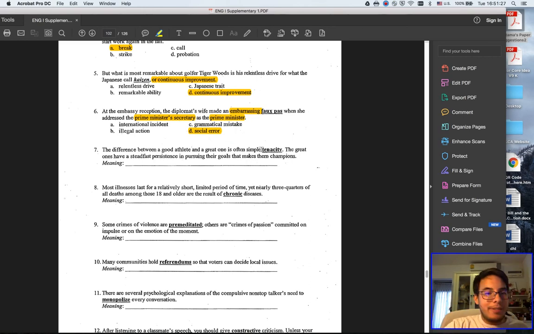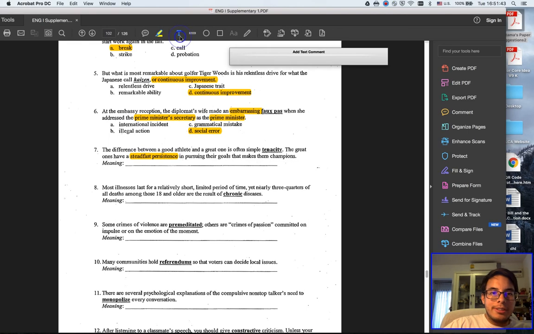All right, number 7. The difference between a good athlete and a great one is simply tenacity. The great ones have a steadfast persistence in pursuing their goals and that makes them champions. So with this one, tenacity means, you notice steadfast and persistent. So really, it means persistent, or doesn't give up, or keeps going.